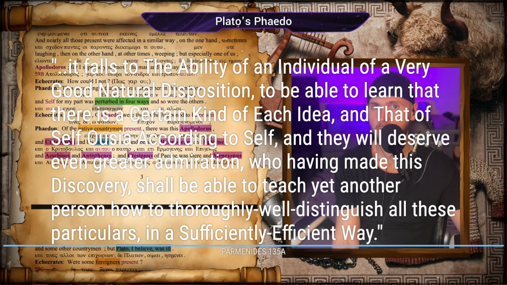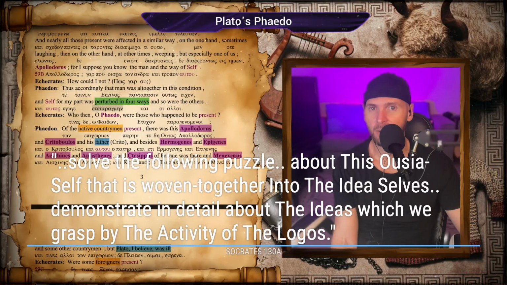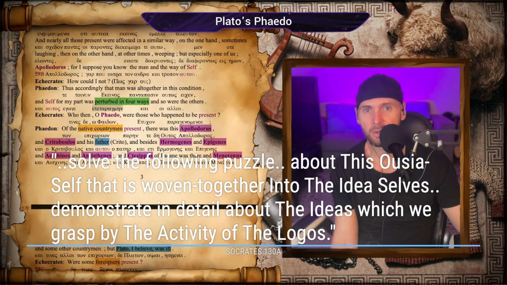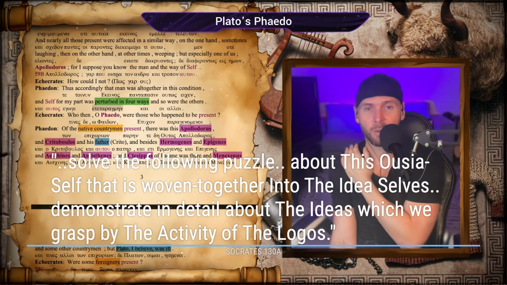Self-ousia. It's in that one. Each idea has self-ousia according to self, and we have to apply our greatest understanding to it. But also, we have this one from Socrates. Solve the following puzzle about this ousia self that is woven together into the idea selves. Demonstrate in detail about the ideas which we grasp by the activity of the logos.